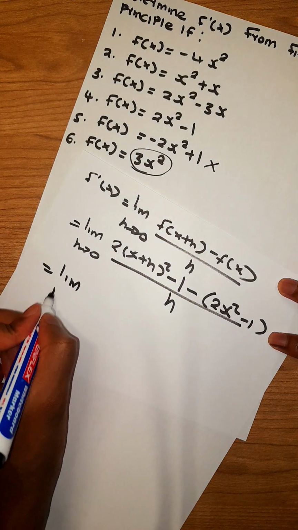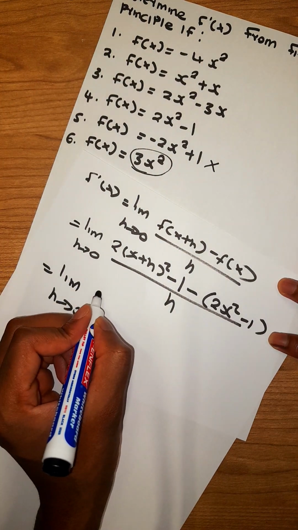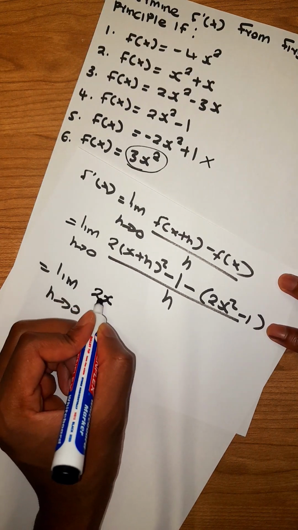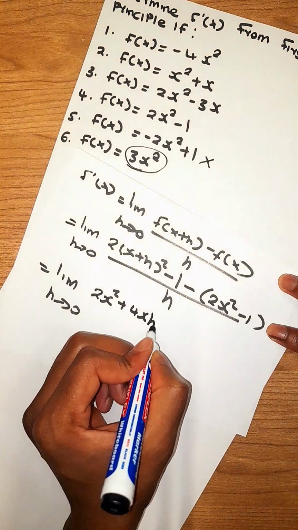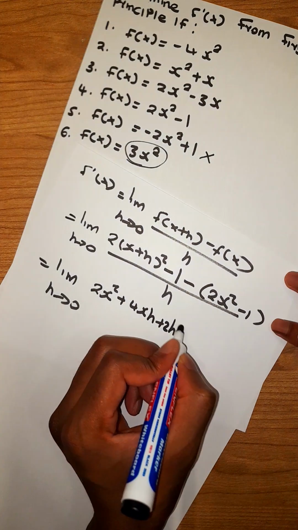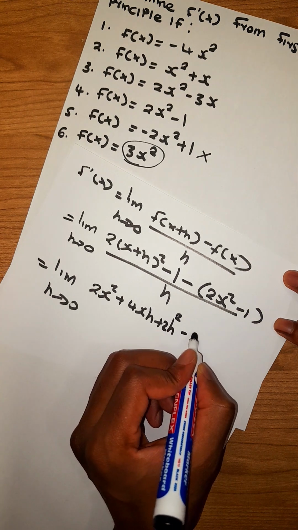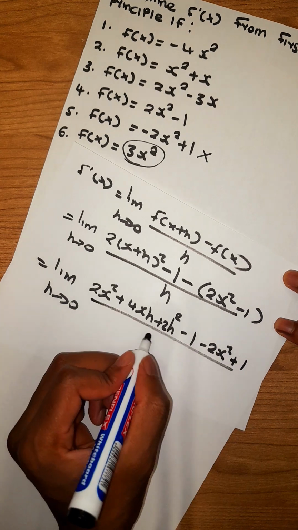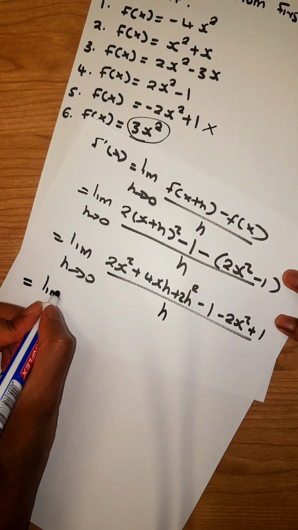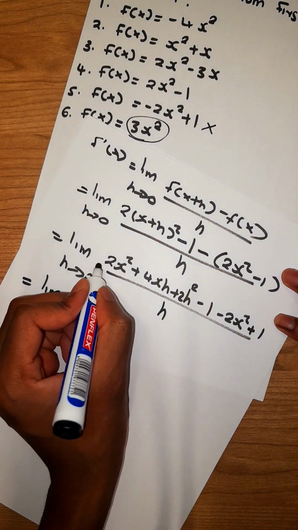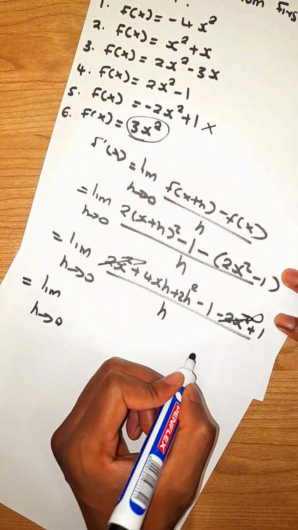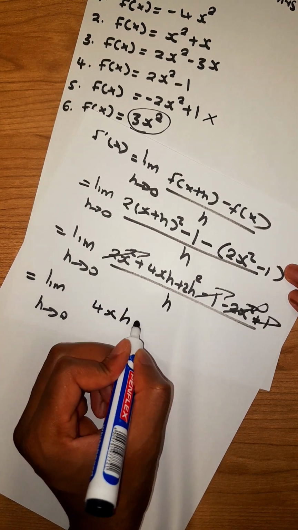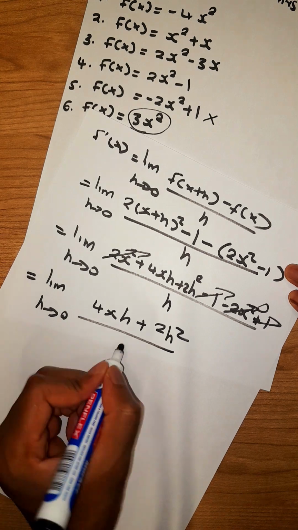So the limit as h approaches 0, I've expanded this like a million times, so you know it's going to be 2x squared plus 4xh plus 2h squared minus 1 minus 2x squared plus 1, all divided by h, right? So this is going to be the limit as h approaches 0. 2x squared and this one is going to cancel out. 1 and 1 are actually going to cancel out, and you're left with 4xh plus 2h squared divided by h.